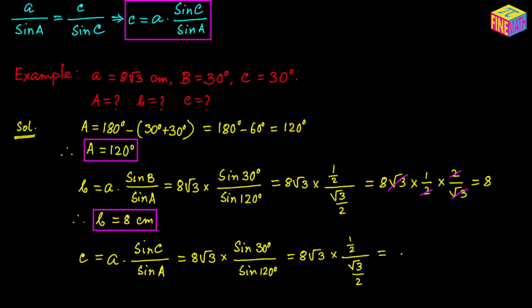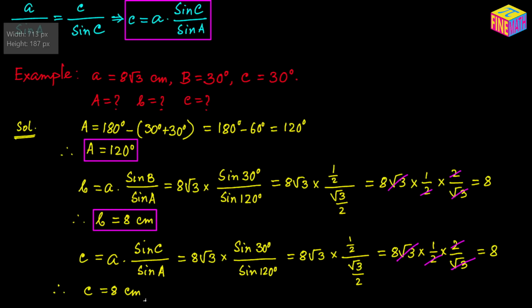And this will again simplify to the same value. That would be 8 times square root of 3 times 1/2 times 2 over square root of 3. And here again this square root of 3 will cancel, and the 2 and the 2 will also cancel each other. And we are going to be left with just 8. So we can say that c is also equal to 8 centimeters. We have to use the unit properly because we are denoting a side length. So the side length c is actually 8 centimeters.